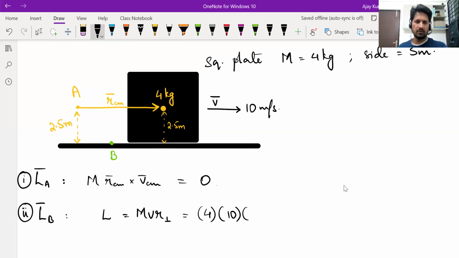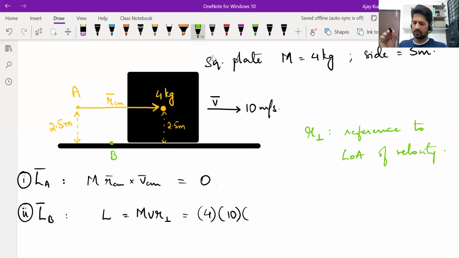First tell me, from where to where should R perpendicular be? Center of mass to the point B. Is that what you said? Your voice is breaking. Okay, anyone else? Can you tell me from where to where R perpendicular should be while calculating angular momentum? So from the reference point to the line of action of velocity. Correct. Reference to line of action of velocity of the particle.